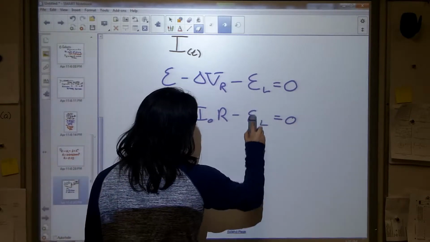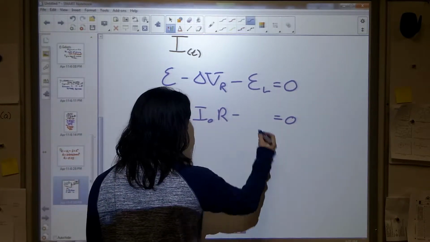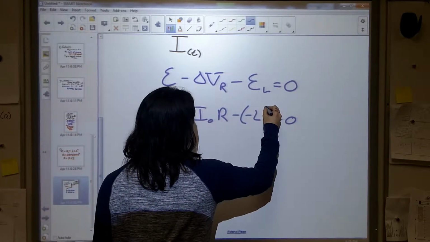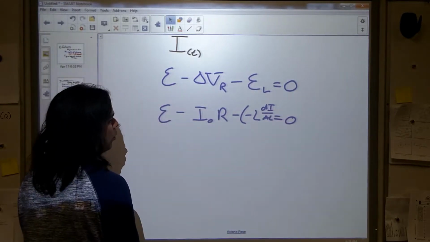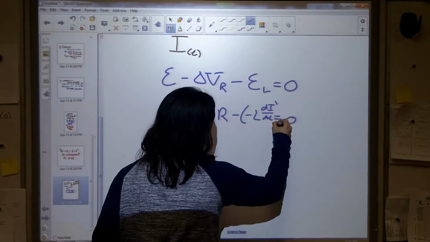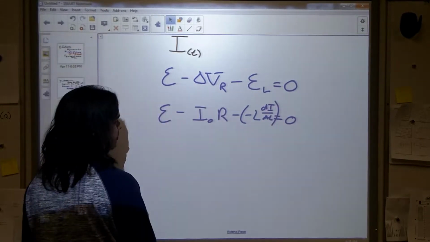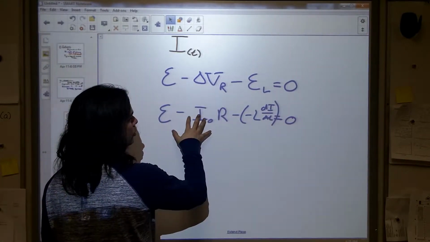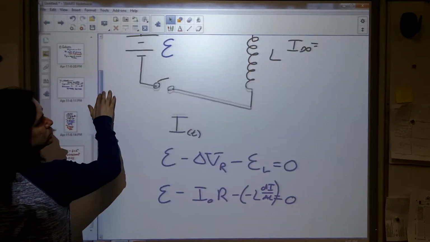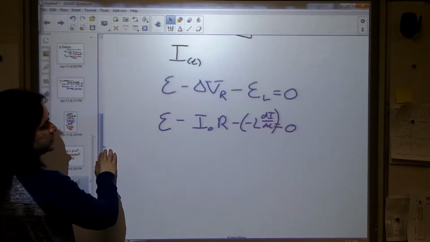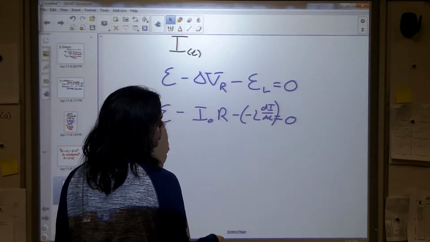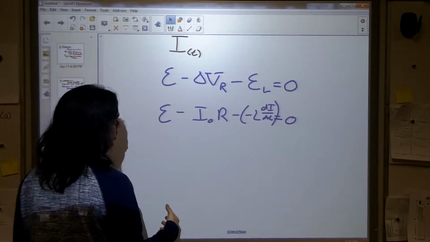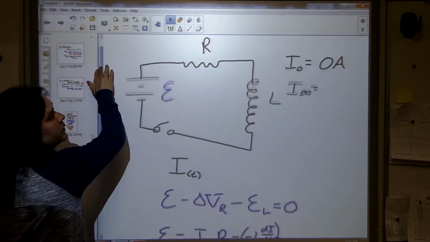Actually, let me go ahead and replace that with its technical equation, L di/dt. We may not be able to solve this completely, but we know that this is 0, at least initially. We could go through and find di/dt, which is something we've done before. I apologize, I got a little confused.